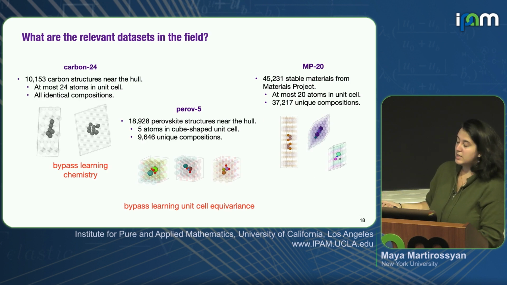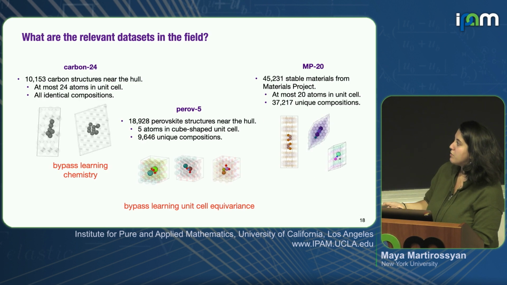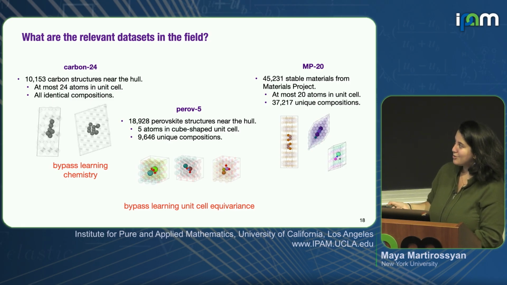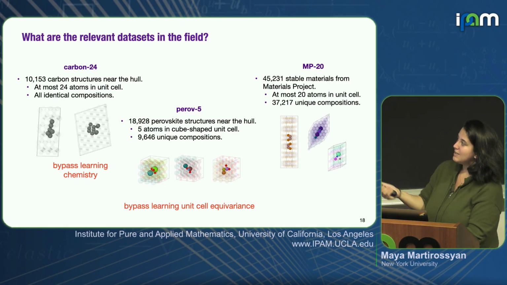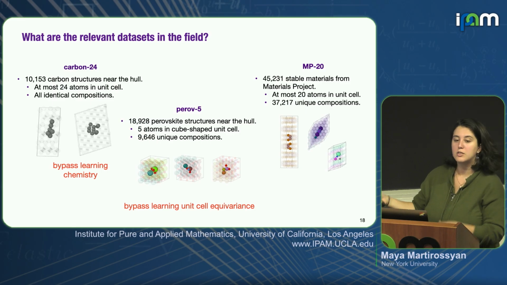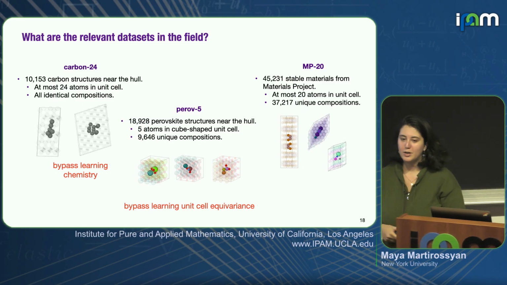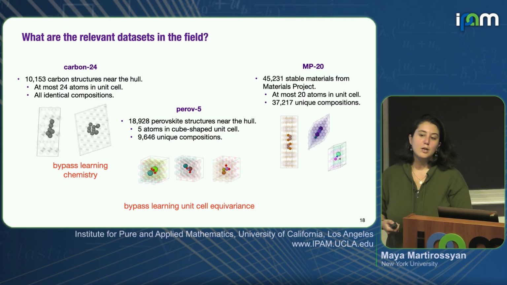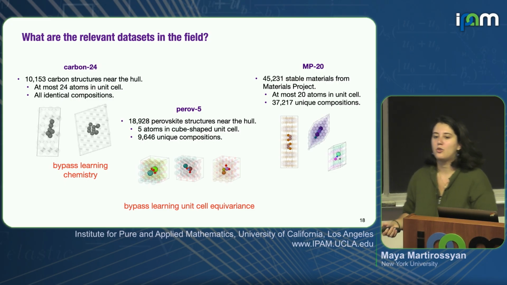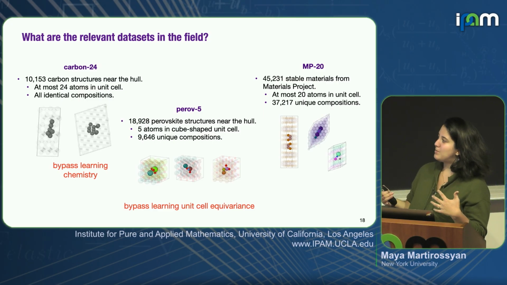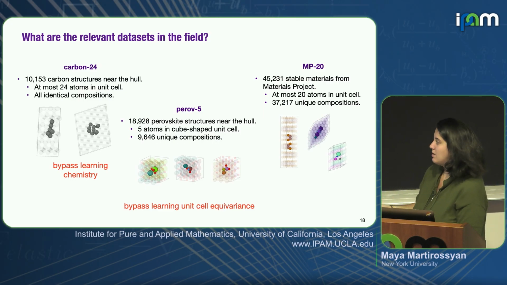We have some relevant data sets in the field. The first one is called Carbon-24. This is 10,000 carbon structures that are relaxed with DFT. I guess this is basically a toy data set in a way. And the reason it's a toy data set is because you can bypass having to learn about chemistry because everything is carbon. So this is really testing how much you can learn about structure.